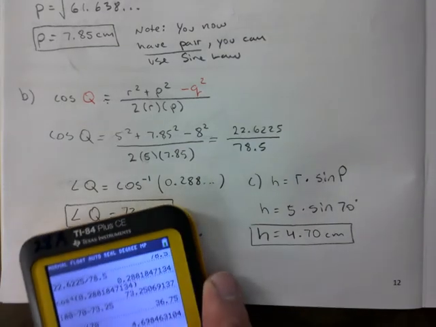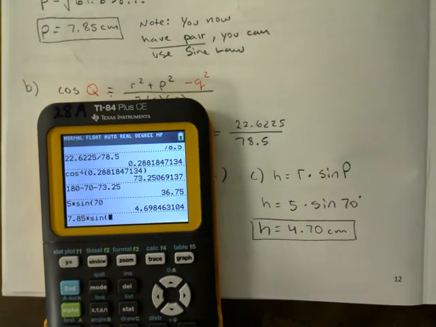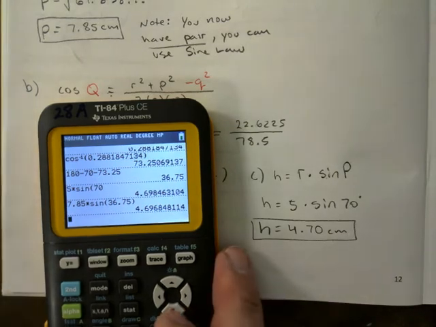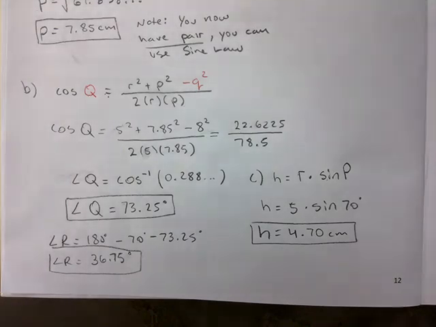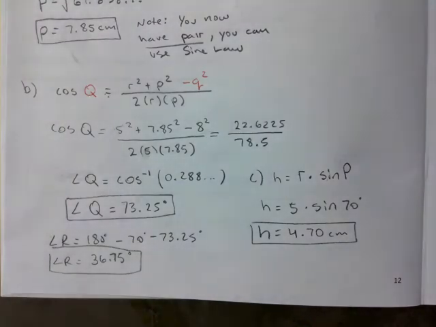You can try the other one to see if you did things right. 7.85 times sine of 36.75. Same thing, round it, right? 4.70. So you know you're doing things right. So you basically solved the triangle, right? You did solve the triangle. You could have gone sine law if you had wanted to. Sometimes you're off by 0.01 or 0.02, and we're not going to sweat it as long as you show me the work, okay?